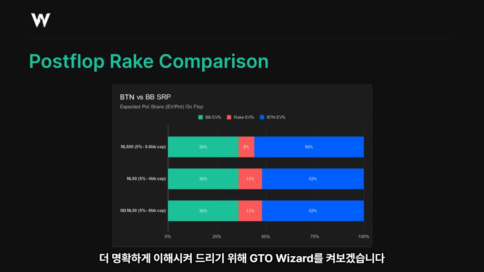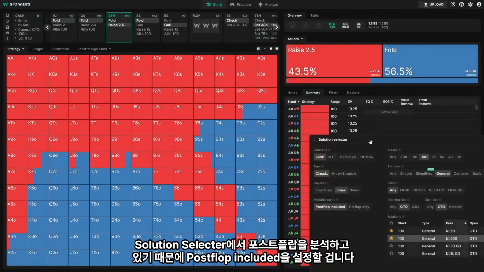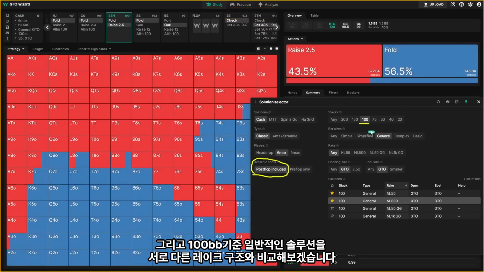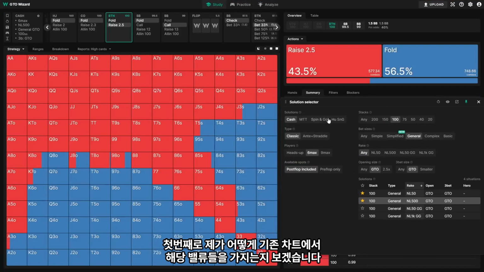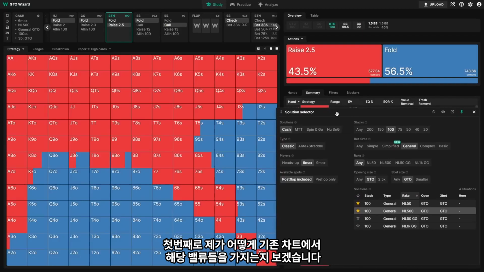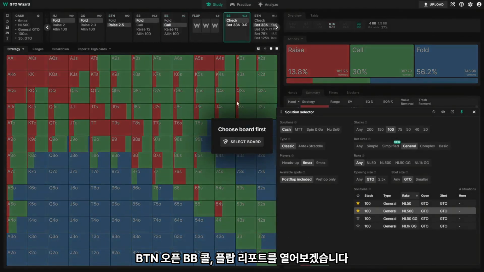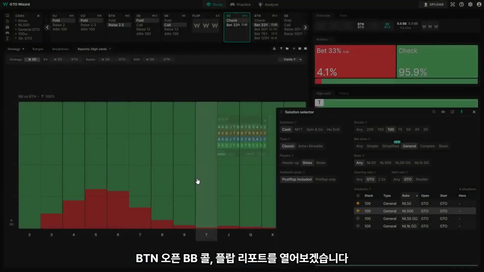Let me open GTO Wizard and show you how I generate these. So from the solution selector, again, I'm going to select spots that have post-flop included because I'm doing a post-flop analysis. And we'll just look at 100 big blinds, general solutions, comparing different rake structures. All right. So firstly, let me show you how I get these values that I've shown you in the previous chart. We'll go button opens, big blind calls, and I'll just select the flop reports.